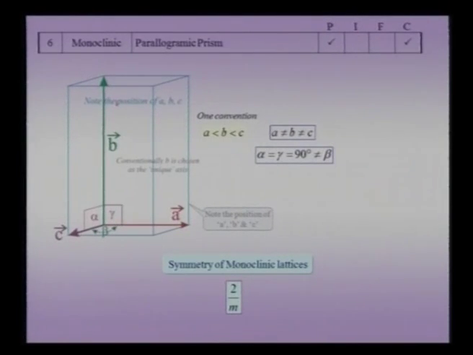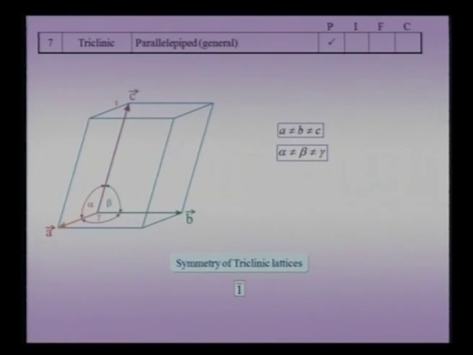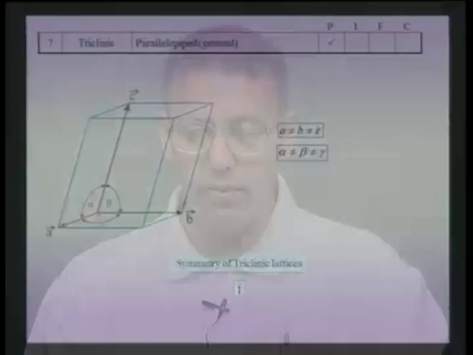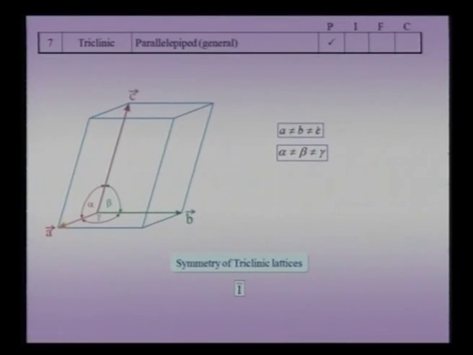Now, the last in the list of lattices is the triclinic lattice. The triclinic lattice has no symmetry which is higher than a 1 bar, that means, it is the lowest in terms of symmetry, and the maximum symmetry possible is 1 bar. And if you look at the constraints on the lattice parameters, there is no constraint on any of the lattice parameters. A and B and C can take independent values, and also the three angles can be totally independent. So, this would be the case wherein the unit cell would be a general parallelopiped, okay.